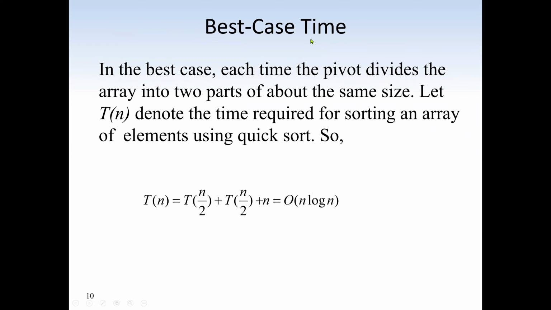Now with the best case time, each time the pivot divides the array into two parts of about the same size. We let T(n) denote the time required for sorting an array of n elements using quicksort. So here we are going to get Big O N log n, because T(n) will give us T(n/2), because half, plus T(n/2) also, plus n. And that will give us Big O N log n.